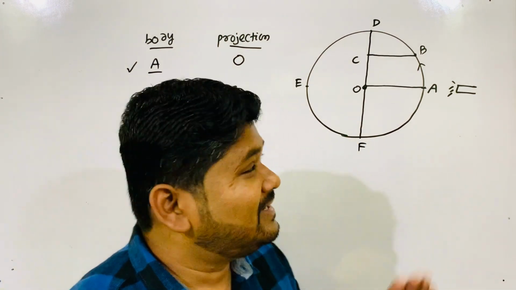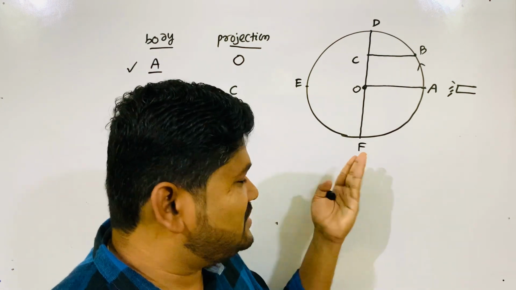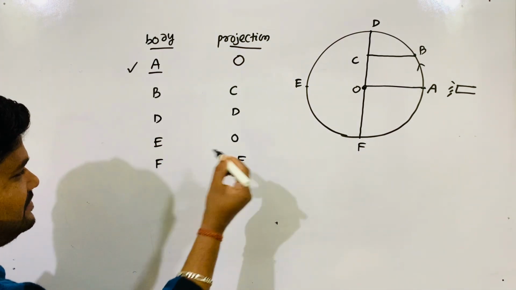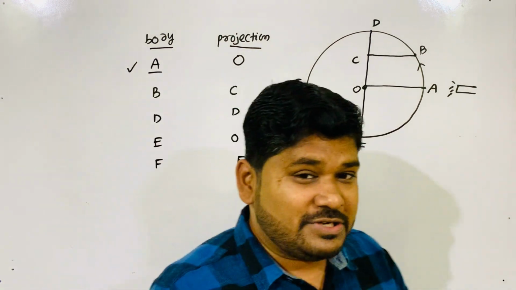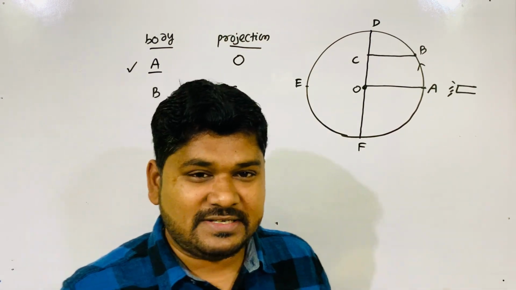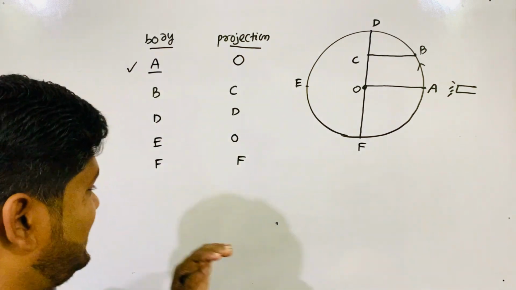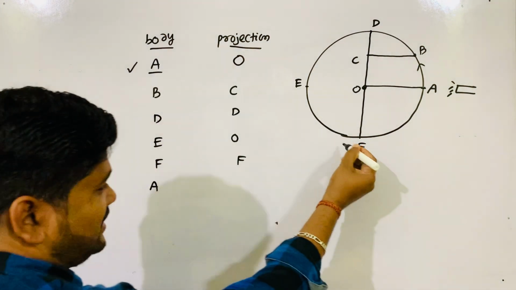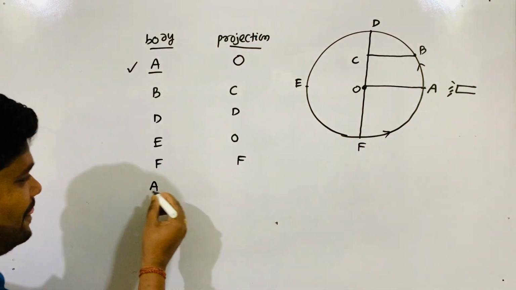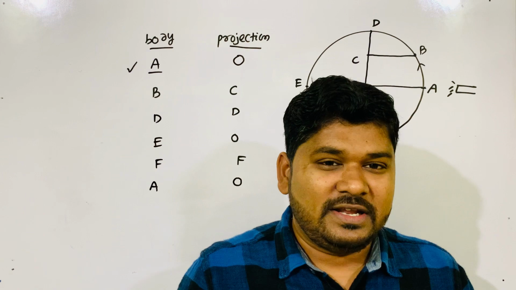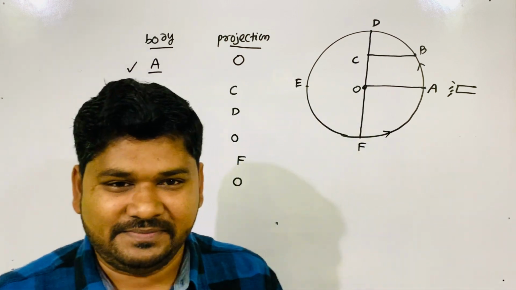Projection like D. If F is already on the diameter, its projection is also F. So now you see one thing. One complete circular path is now complete. No, it's not complete. Again the body will come to A, because after A the body will come to A again. Then the projection will be O.